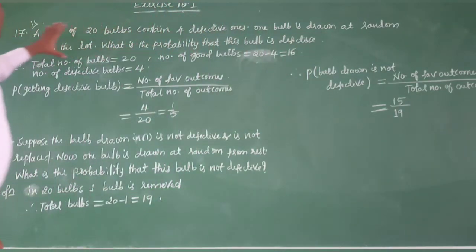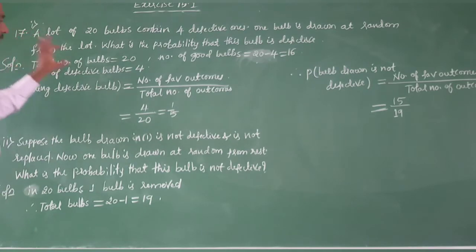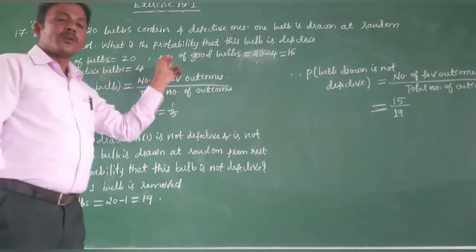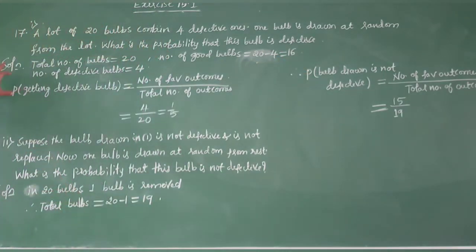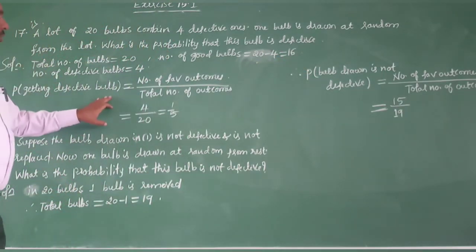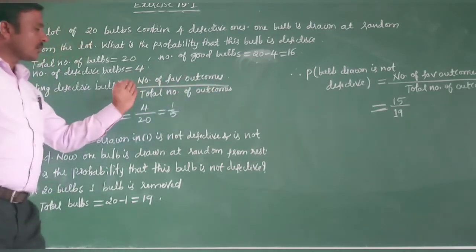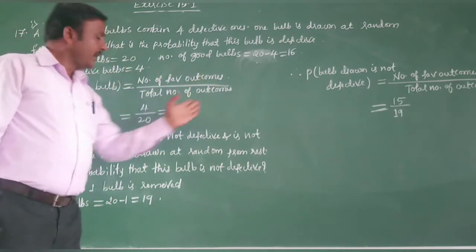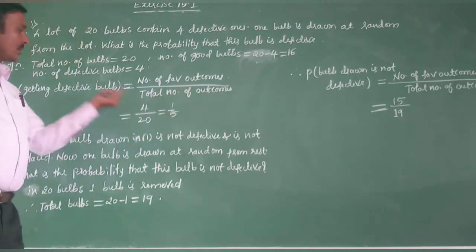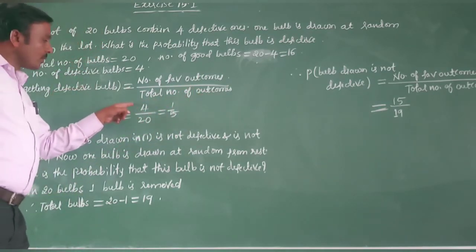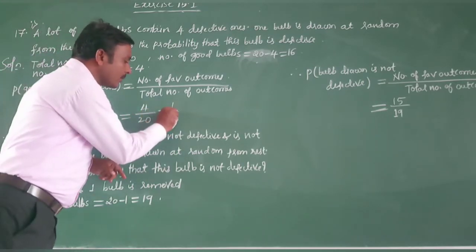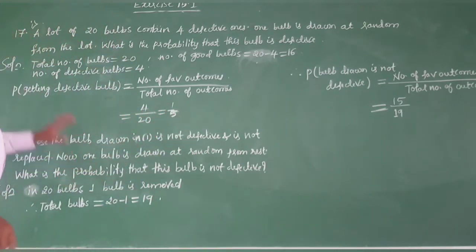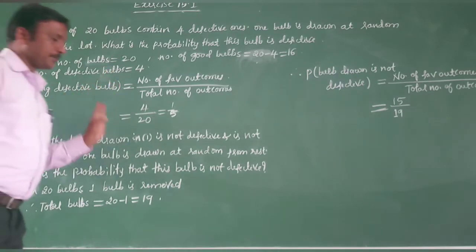This is first question. 17 in first one. Total number of bulbs 20. Number of defective bulbs 4. Therefore, number of good bulbs 20 minus 4 gives us 16. Now, probability of getting defective bulbs is equal to number of favorable outcomes or number of outcomes favorable to E divided by total number of outcomes. Number of defective bulbs are 4 by 20. That gives us 1 by 5. 1 by 5 is the probability of getting defective bulbs.